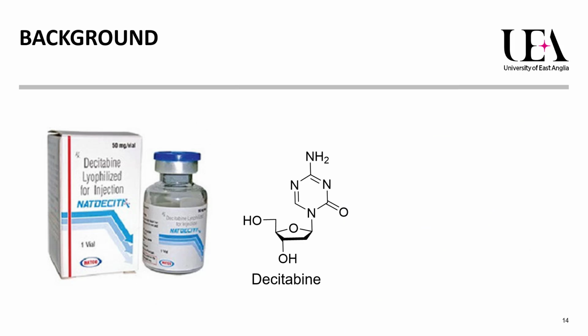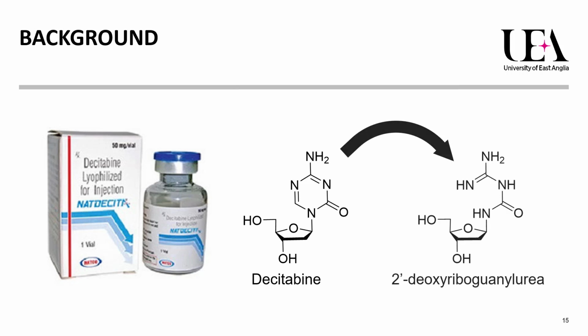Decitabine is an example of this kind of drug. It is used to treat acute myeloid leukemia, a cancer of the blood and bone marrow. It works by stopping markers from being added to DNA. It rapidly breaks down in water, and as humans are mostly water, we're very interested in its breakdown product, 2-deoxyriboguanylurea, which we call Guanylurea.